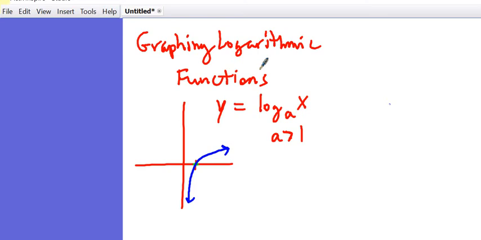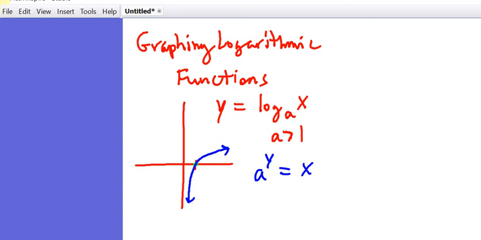Now, if you look over here at our wall of functions, we see that whenever our base for an exponential growth function is greater than 1, it makes it grow. So here our base is greater than 1. If I were to convert this to exponential notation, what I would have is base a to the exponent y equals x. That's the exponential form of this logarithmic function. This is one of the things we had to do in our test when we solved logarithms. We had to be able to convert between exponential and logarithmic form.